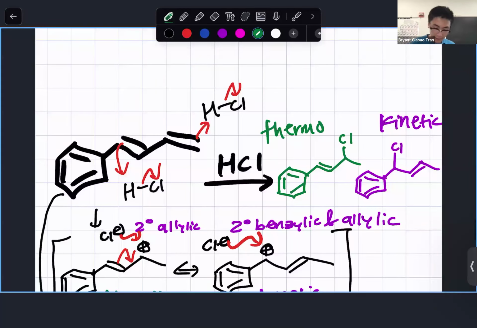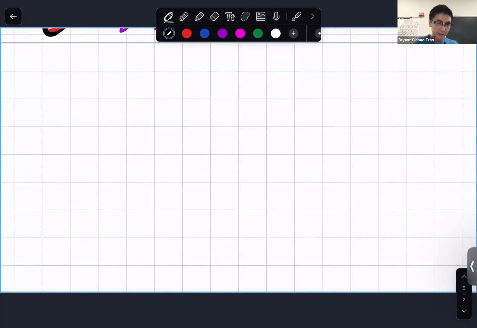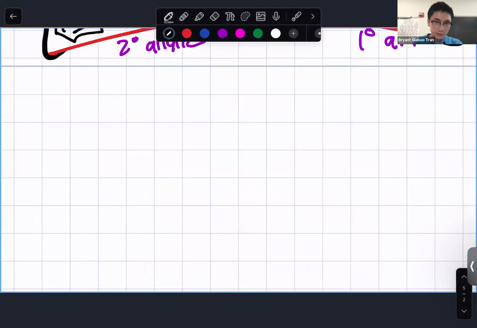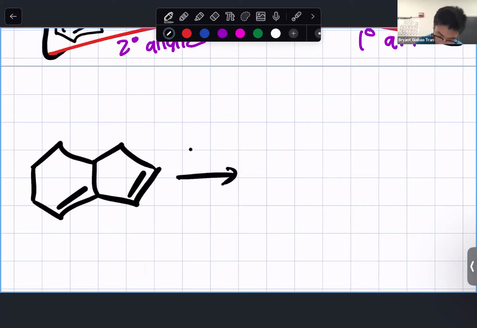And it doesn't have to be HX. We could have reacted with X2 halogenation. So let's say we have this conjugated system here. And we react that with Cl2.